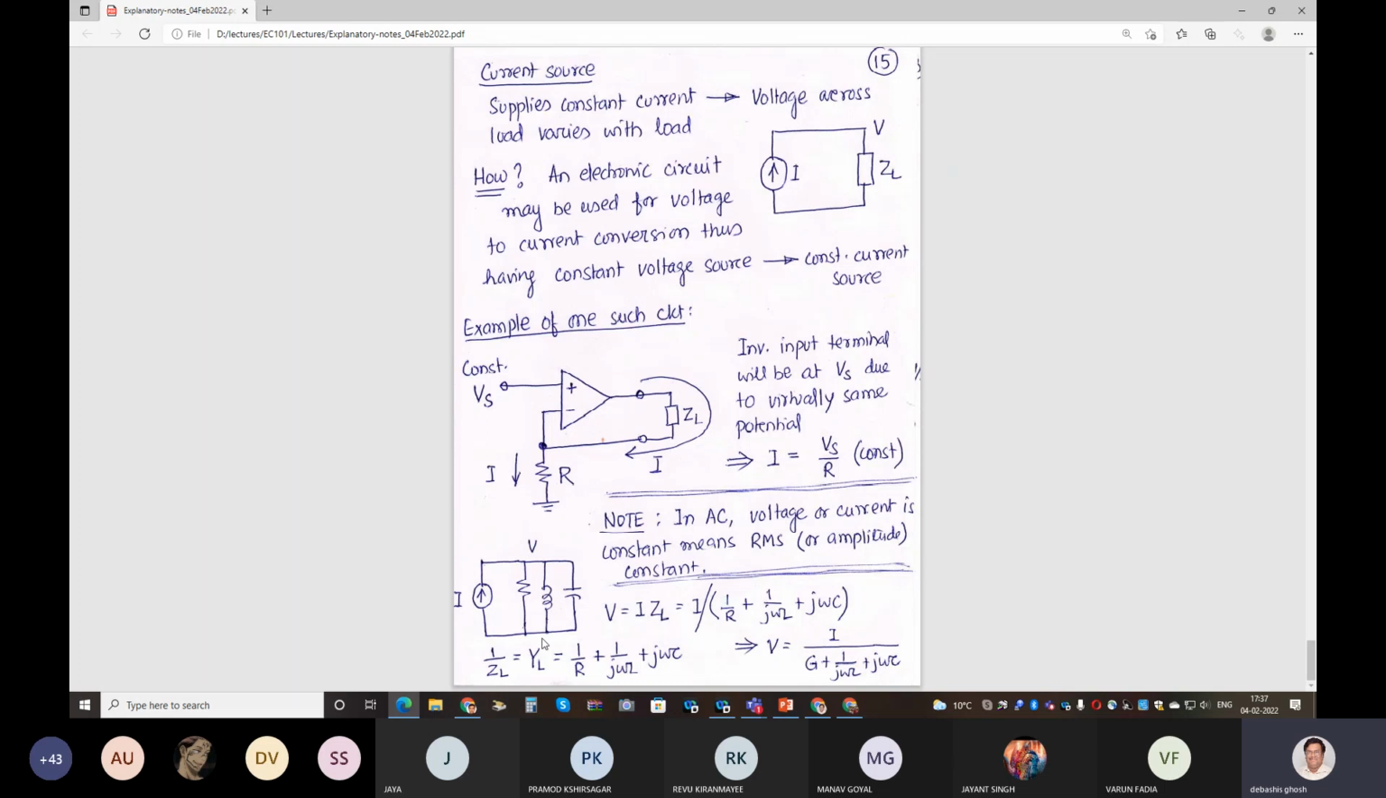And this is what we have shown earlier in the phasor diagram. Your load is basically this. So this is your 1 by ZL. You know that for a parallel circuit, you know how to calculate the impedance. So accordingly, you can calculate your V. The V will come out to be this. This is what we have done.